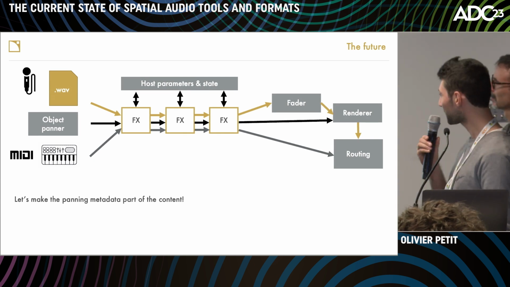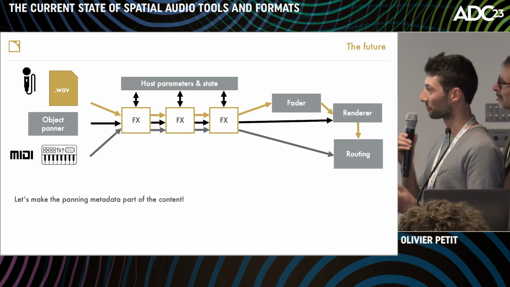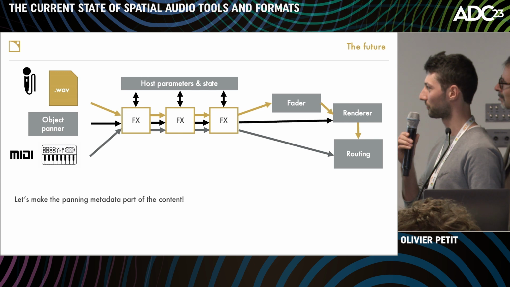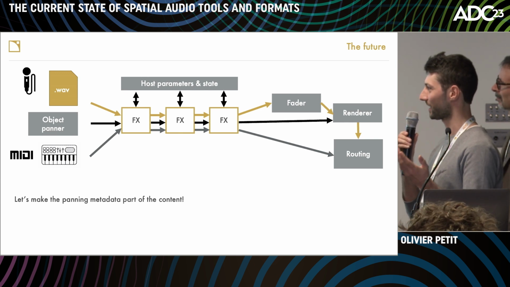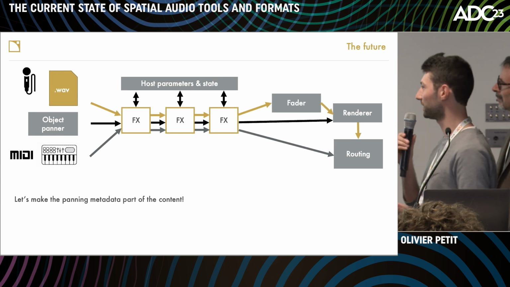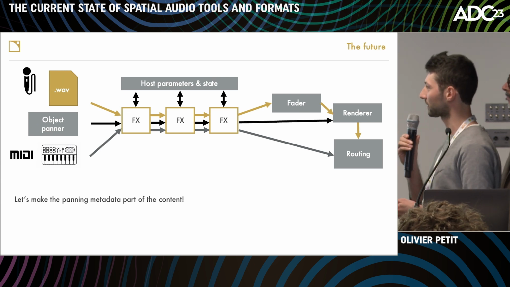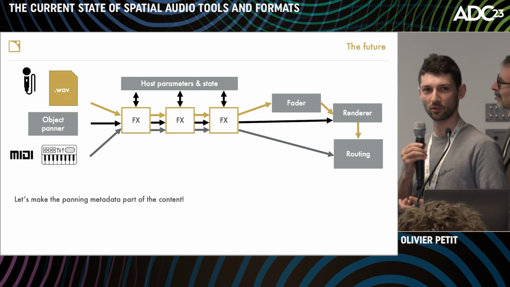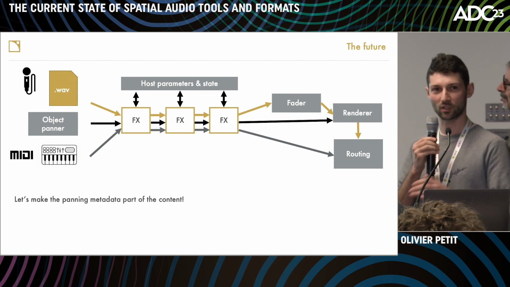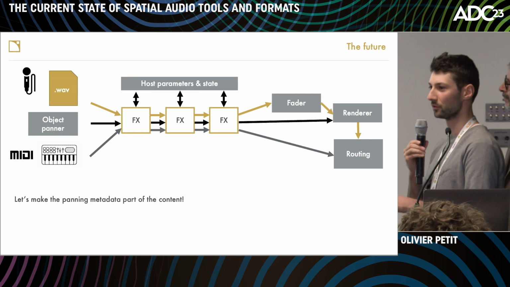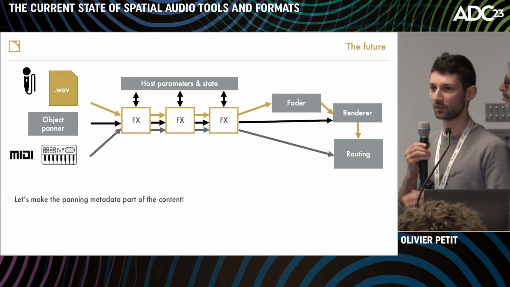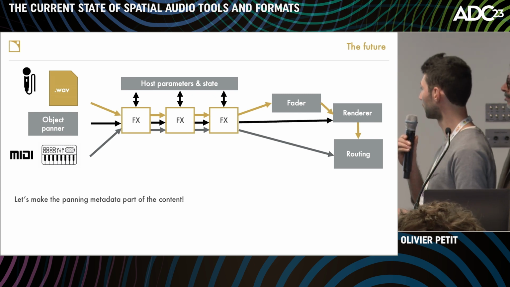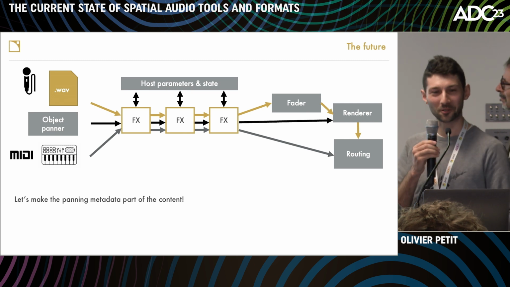So let's make the panning part of the content. What would be great is to have the object panner at the source of information, and then let's do like audio and MIDI. We can manipulate it. So we could have an effect take some audio and maybe generate some spatial behaviors based on the audio. We could have a spatial synthesizer, which has some built-in spatial content based on the note you play. Any effects you can think of that can manipulate the audio and the spatial metadata any way we want, just like we do for audio and MIDI. I know it's a lot of work.